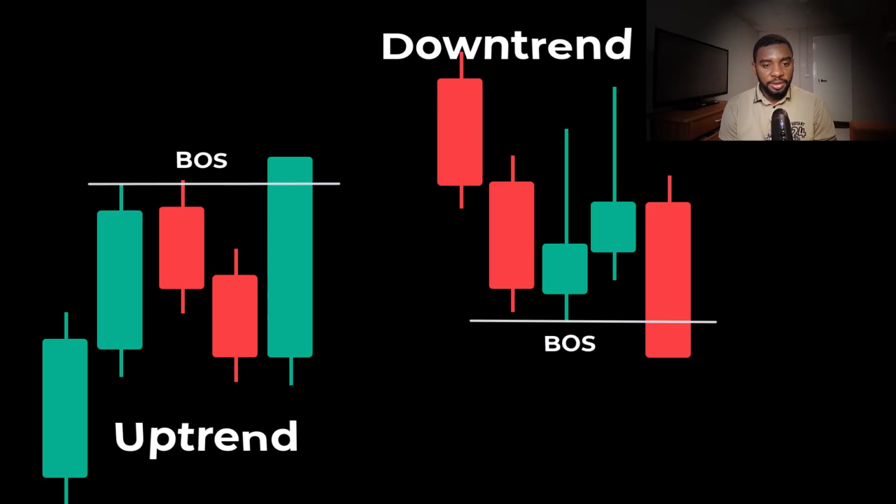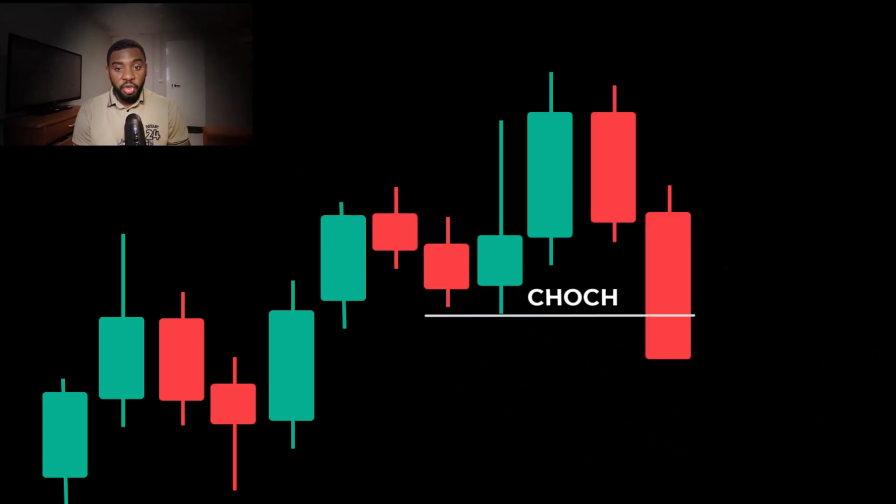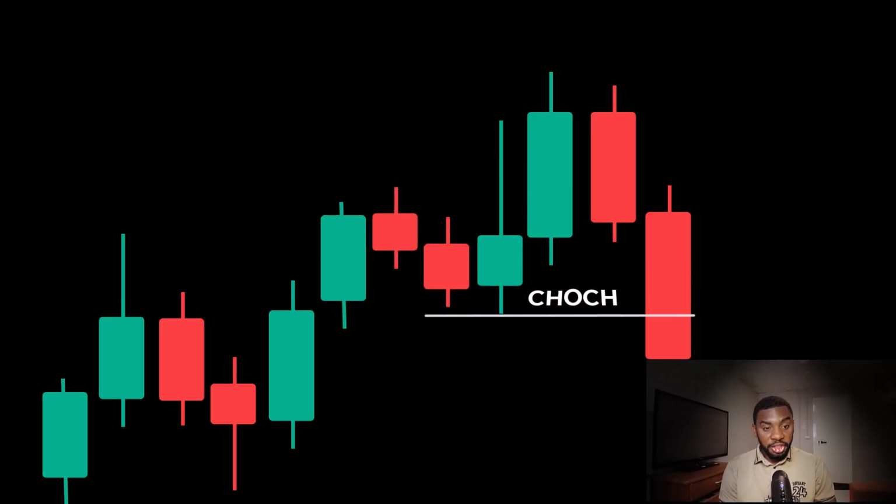In an uptrend, you have higher highs and higher lows. In a downtrend, you have lower lows and lower highs. While a change of character signifies a potential trend reversal, occurring when the price breaks the structure in the opposite direction of the prevailing trend. The key points are: change of character indicates a shift in market sentiment. In an uptrend, price breaks below the most recent swing low. In a downtrend, price breaks above the most recent swing high.